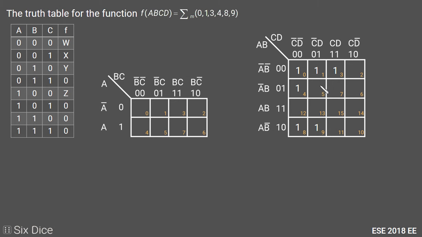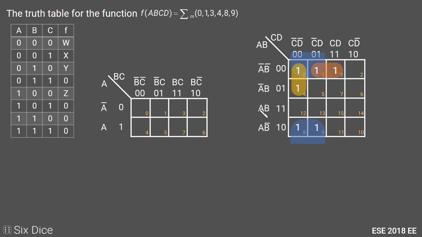We can group this. First is a quad of 1s, which goes across the first row and fourth row and between the first column and second column. And second is this pair, which is in the first column and first row and second row. And the third is this pair, which is in the first row and second column and third column.